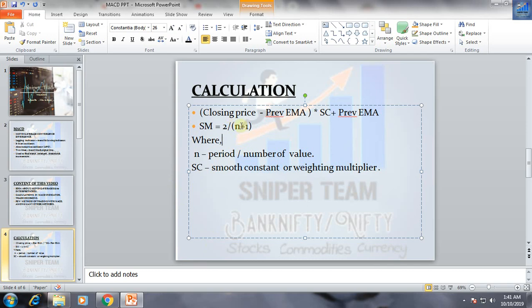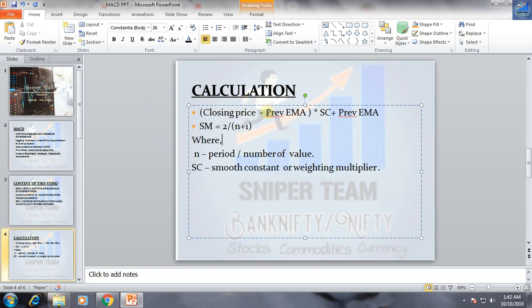So n is 12, so 2 by 12 plus 1, that is 2 by 13. It will be somewhere around 0.1538. So we'll multiply that value here plus the previous day's exponential moving average, which for the first time is nothing but the simple moving average, the value we have calculated before. That is how the calculation is.